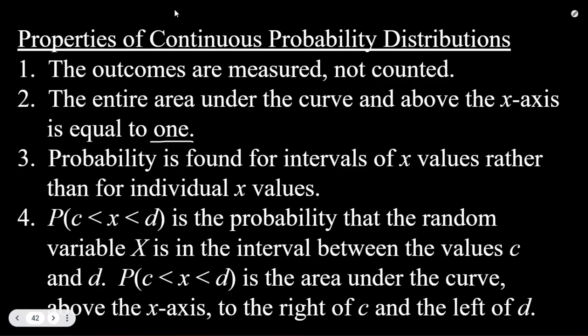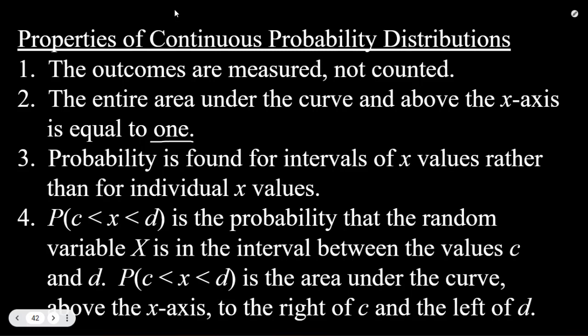Number 3, probability is found for intervals of x values rather than for individual x values. And that's going to be an important distinction here. When we were dealing with discrete values, we just said, okay, how many times does this occur? Or what's the probability of this one value occurring? Here we're dealing with regions of the graph.